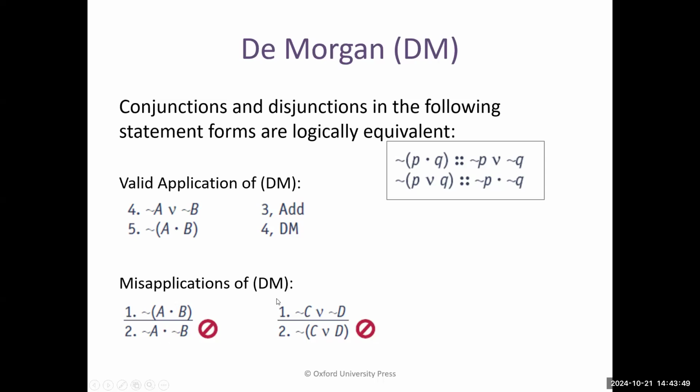All right, and then over here, the next one with the C's and the D's. Line 1 says either not C or not D. And then the conclusion is it's not the case that either C or D. Well, the first one says that at least either C or D is false, right? Either C is false or D is false. Line 2 says they're both false. Neither is true. Wrong. So on line 2, the wedge should be a dot. All right, that's De Morgan's.